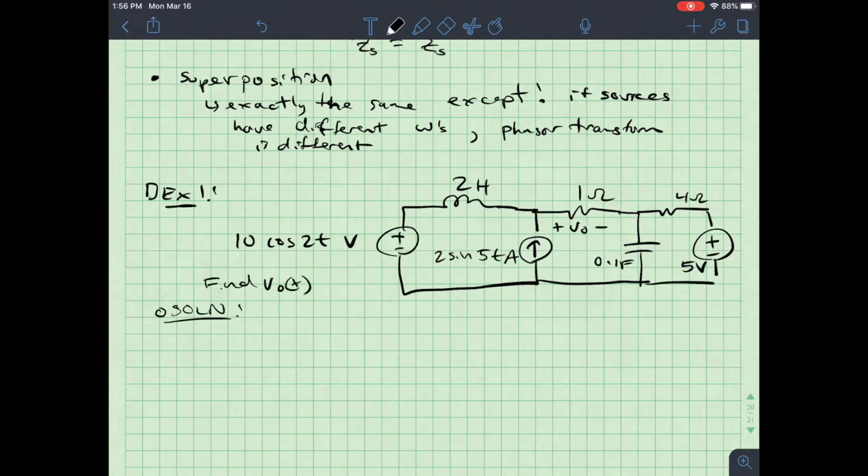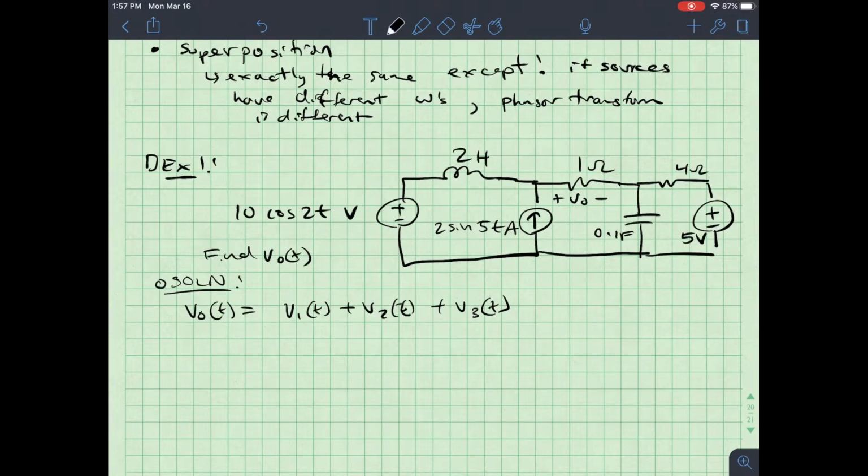So V0 of t is equal to V1 of t plus V2 of t plus V3 of t, not just their simple phasor addition. If you do that, you will be wrong in so many ways, and if you happen to see that on any sort of exam, your faculty member is going to mark you wrong 5 ways to Sunday. All right, so let's start with V1. To find V1 of t, I actually want to start by turning off all but the 5 volt DC source.